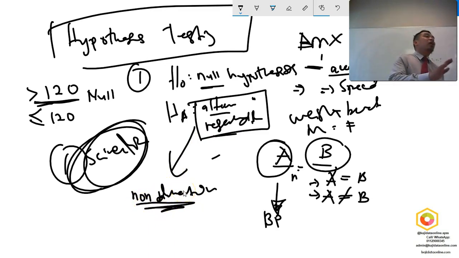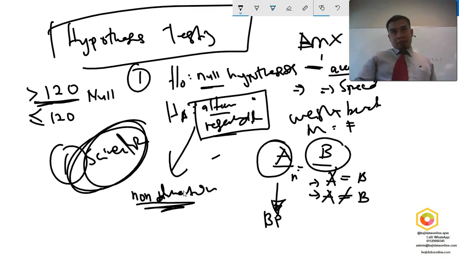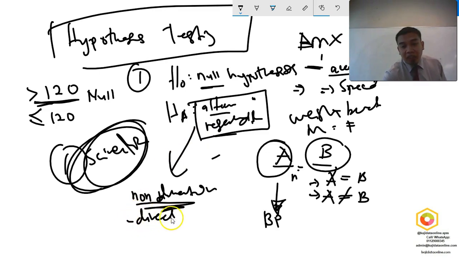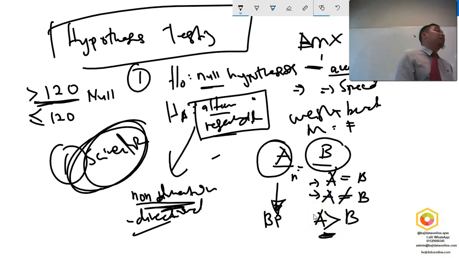Non-directional does not have any direction towards the statement. The next one we call a directional hypothesis. A directional hypothesis is what? They have direction. For example, I want to say that A has more blood pressure, or higher blood pressure, or is more effective than B. So when you see this sign, that means they have direction.